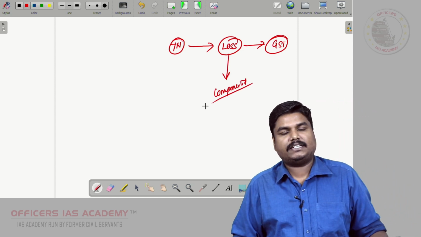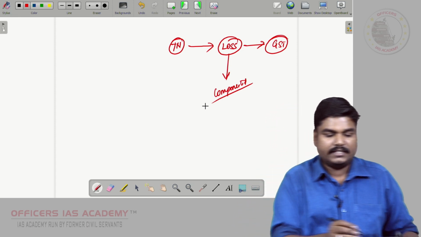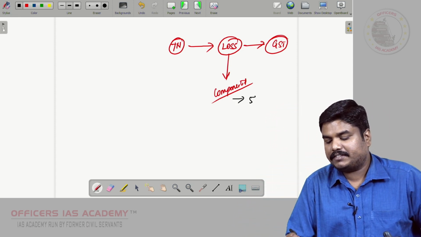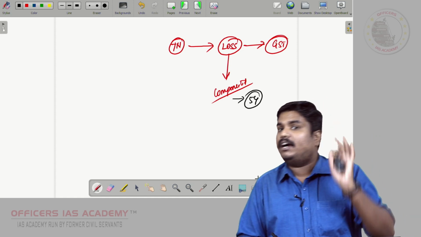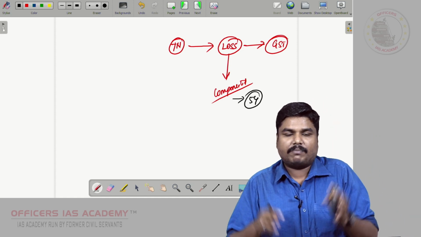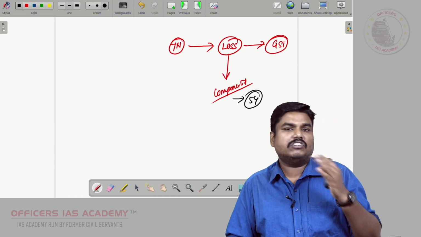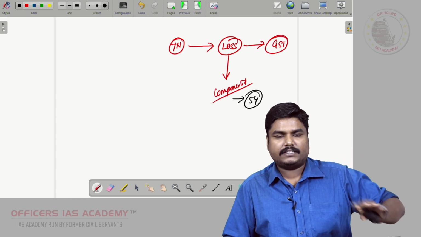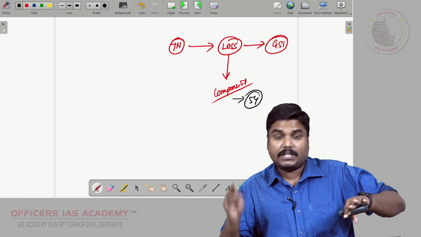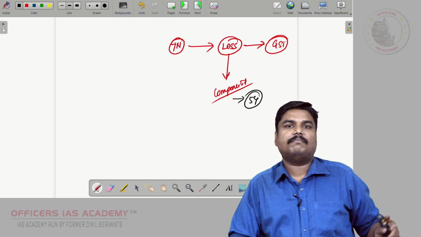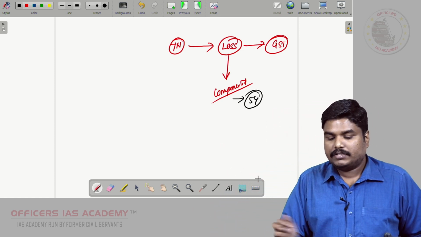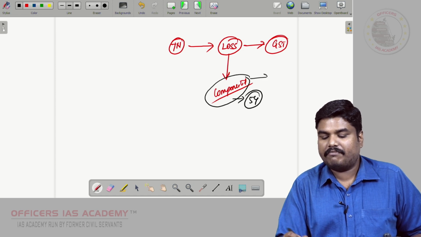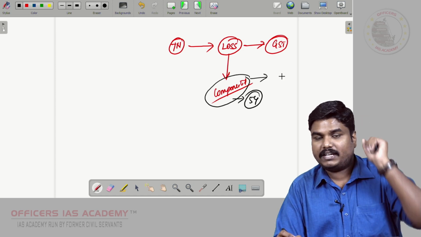That loss will be compensated. For how many years? For 5 years. Central government was very confident that within 5 years the problem will be sorted out, and central government said that for 5 years the states who are making loss because of GST will be compensated. So for this compensation, from where will the central government get money?